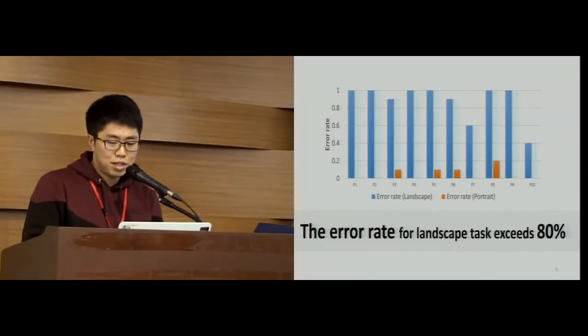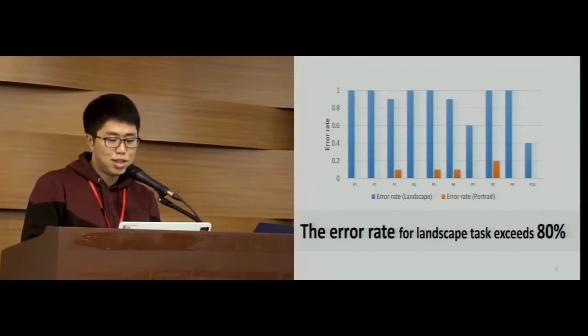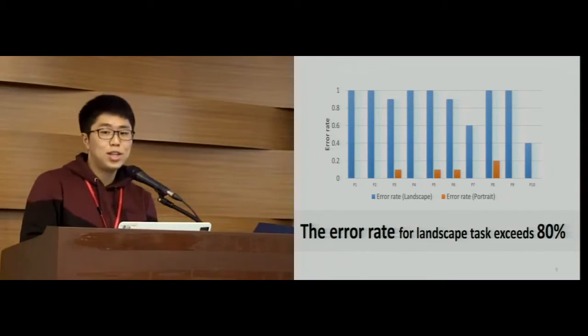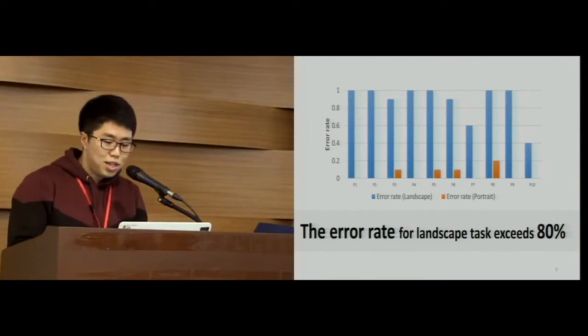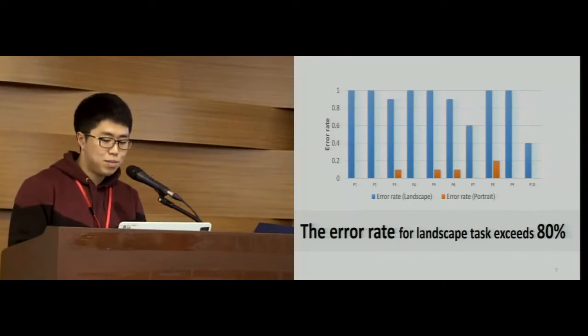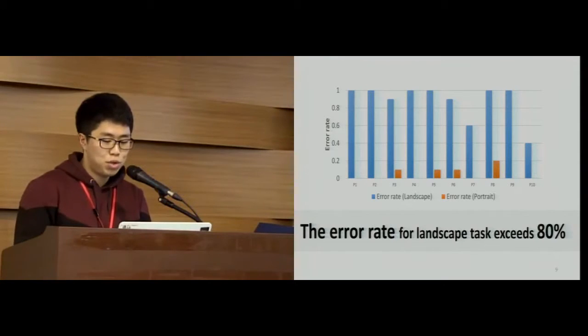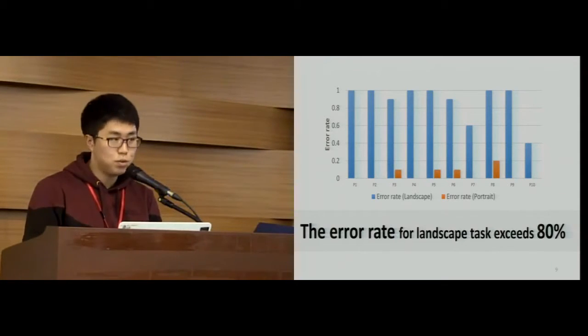The results show that the error rate for a landscape document is more than 80%, which means the problem is quite severe. It was also consistent among the participants. Note that the lower error rate in the portrait task does not mean that the orientation is captured properly. This is because the default orientation mode is portrait for Android devices.